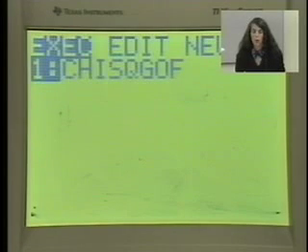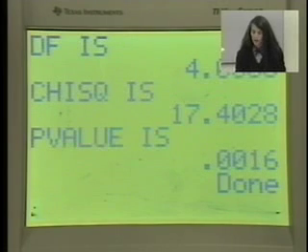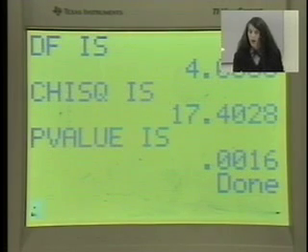So the way we're going to access this program is we're going to press the PRGM key, and all you're going to do right now is watch me do it. Later on, I'll give you the program. You press PRGM, and notice we have this program, and we just want to execute number 1, so we press 1 and enter, and I get some information here. The degrees of freedom are 4, the test statistic chi-square is 17.4028, and the p-value is 0.0016.